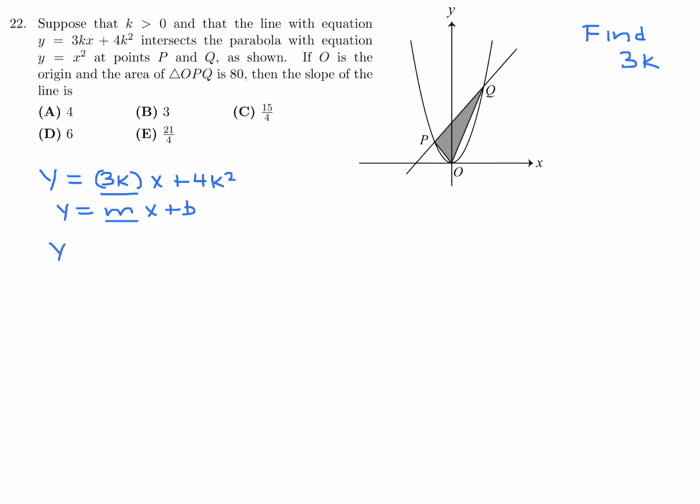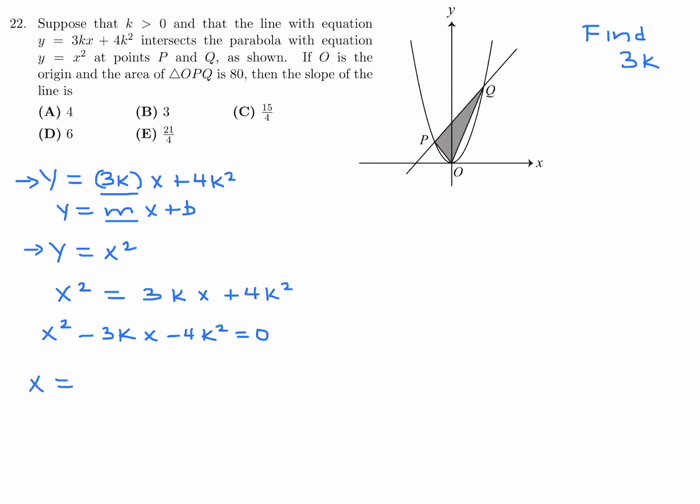So these two graphs, this one and y equals x squared, intersect at 2 points, and those 2 points are P and Q. So let's set them equal to each other. So we have x squared equals 3kx plus 4k squared. And let's put everything on one side and see what we get. We get a quadratic equation. So we can use the quadratic formula to see what kind of values we get for x.